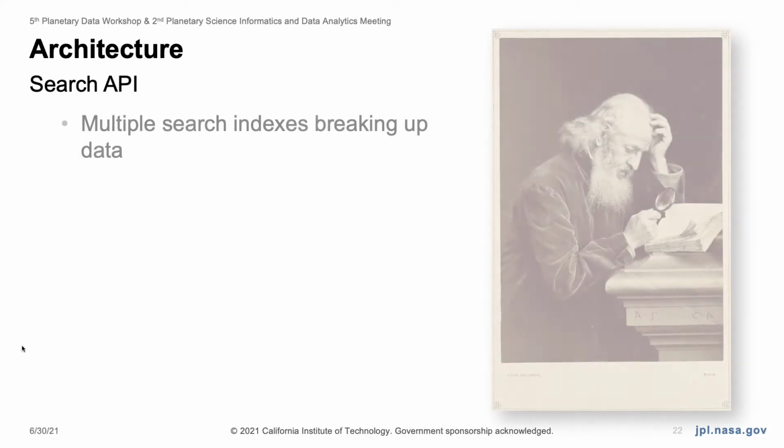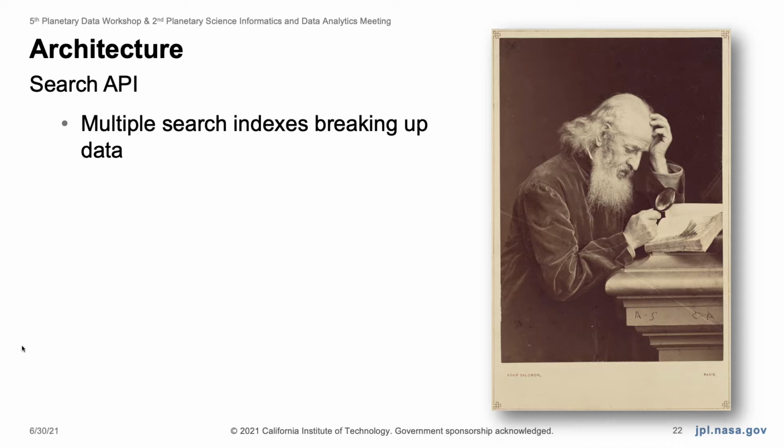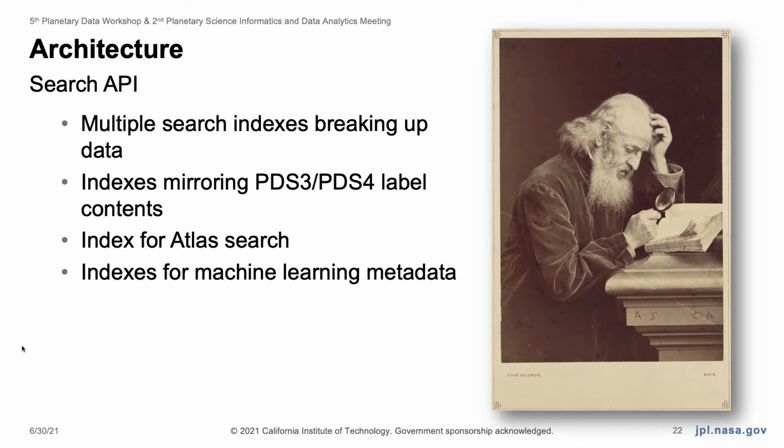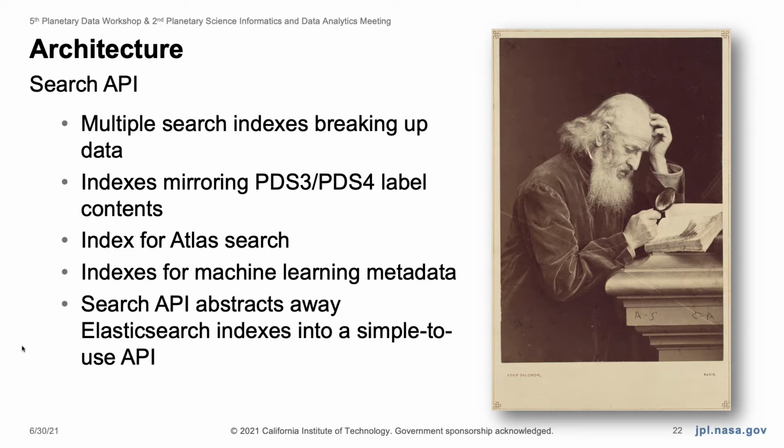Next is the search API. The way we have our system architected is we have multiple different search indexes breaking up our data logically. For example, we have indexes for our PDS3 products, we have indexes for our PDS4 products, we have indexes exclusively for Elasticsearch, and we have indexes for machine learning metadata. The point of the search API is to take all those different indexes, of which there are many, and abstract them away using a simple-to-use API. So users don't necessarily have to know which index they need to hit. They just need to know what they're looking for.